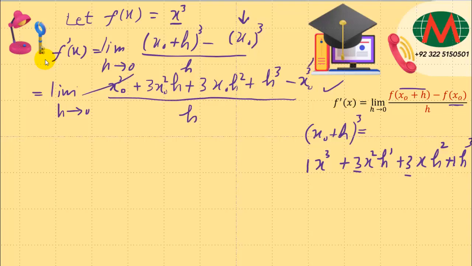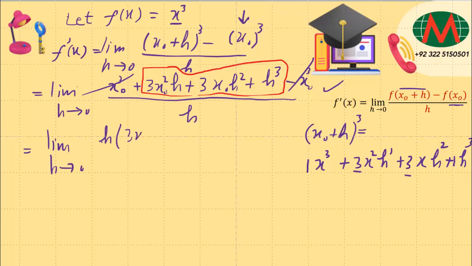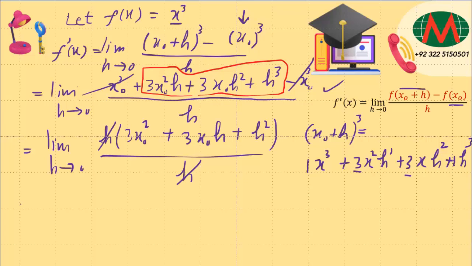Observe here, this will be cancelled out. So what we are left with, the limit as h tends to 0, is this portion. And you can observe here h is common in every term. So what we do here, we will take h common: it is 3x0 square + 3x0 h + h square. We took h common, so the powers of h reduce, divided by h. This h and this h will be cancelled out.